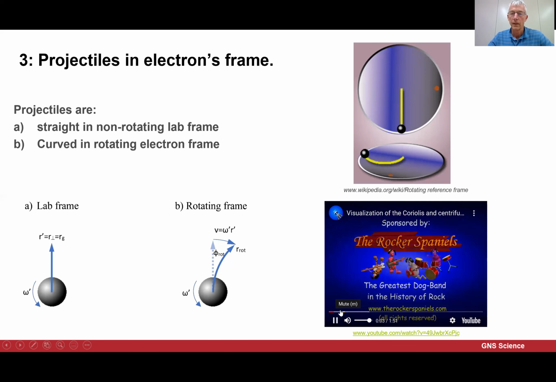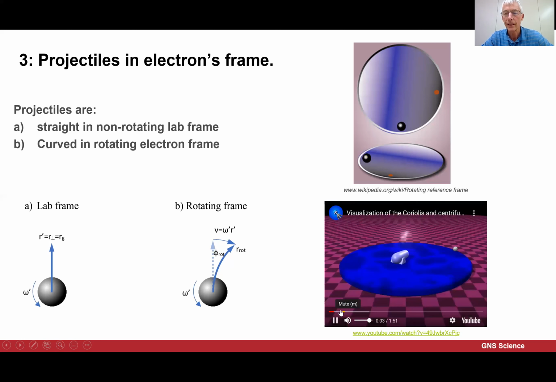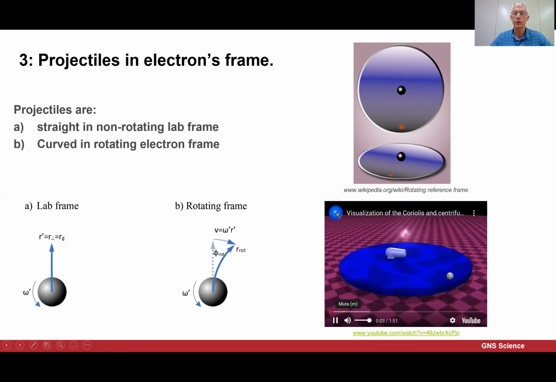And this cannon is firing cannonballs, and you can see that as they leave the cannon, they take straight trajectories in the lab frame of reference. Now we're going to switch to the cannon, rotate with the cannon, and you will see that now when we rotate with the cannon, the cannonballs are taking on curved trajectories.